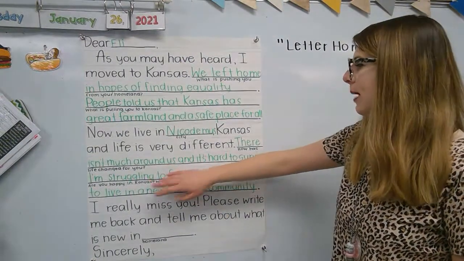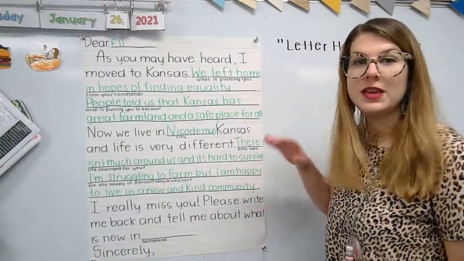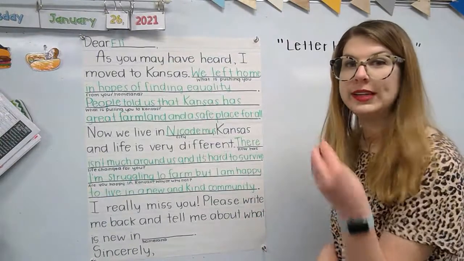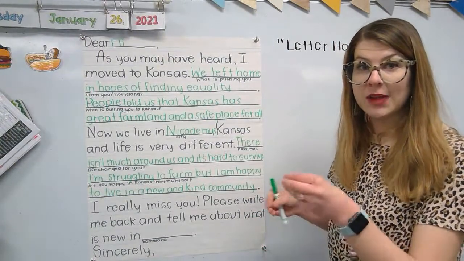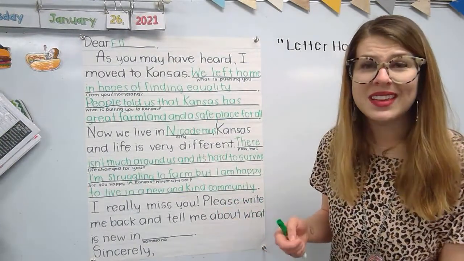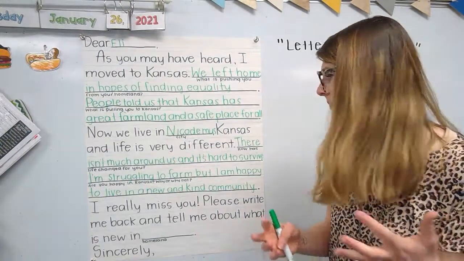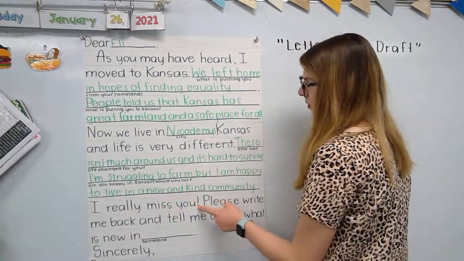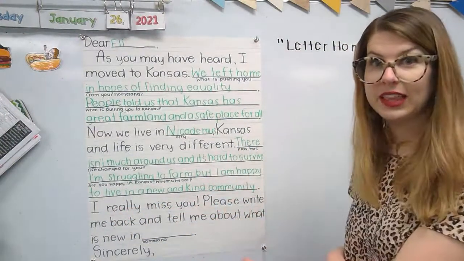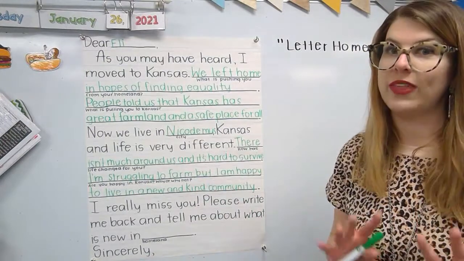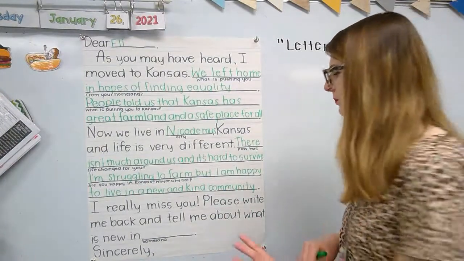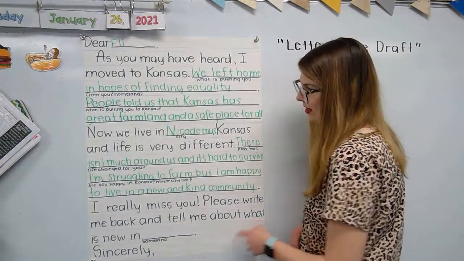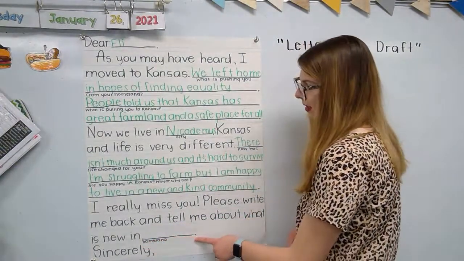So now that I've described what life is like in Kansas, it's time for me to close my letter. So we're going to be writing sentences that really wrap up this letter in a bow and prompt our friend to write us back soon because they live far away and we want to hear from them. So starting with the sentence, I really miss you. Again, you can copy exactly what's written in black, or you can rephrase it in a way that makes most sense for you. Please write me back and tell me about what is new in blank.